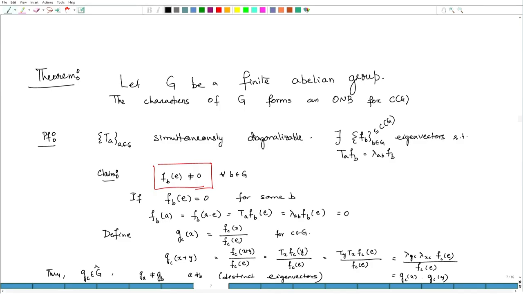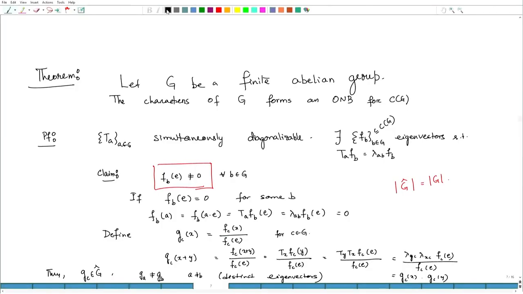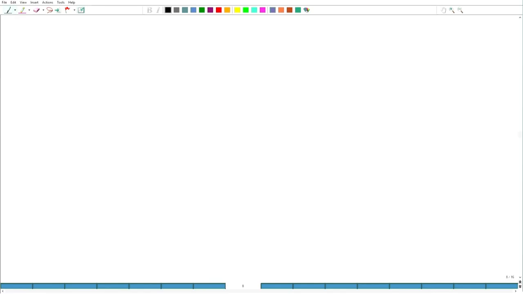Hence, what we have got is that there are n of them. So this implies that essentially what we are saying is that the cardinality of G hat is equal to the cardinality of G. And that proves that CG has an orthonormal basis consisting of all the characters of G.